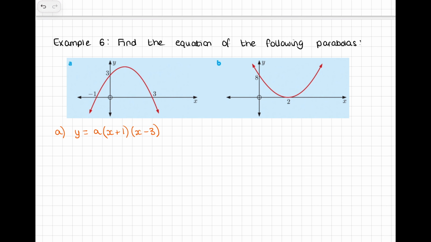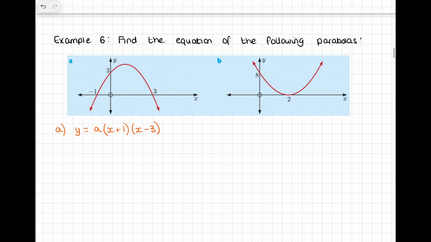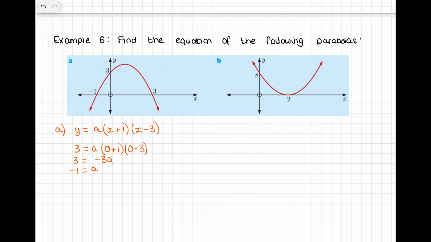Then we need to work out our a value. We have a y-intercept at 3, which is when x is 0, which will give us a negative 3a, so a will equal negative 1, and then we can put that into the equation, so we'll end up with y equals negative a, x plus 1, x minus 3. So depending on what information we have depends on the form.